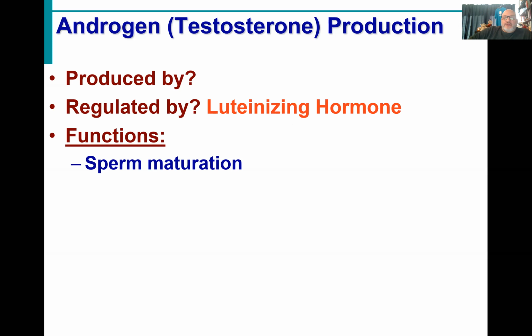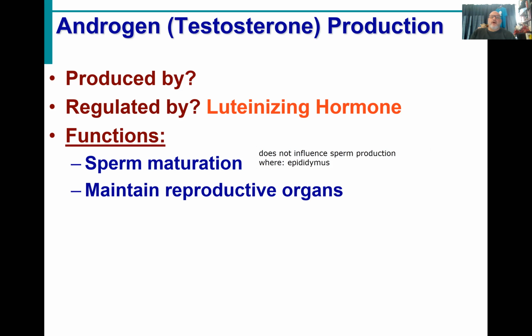Androgens, remember, as we talked about, lead to the maturation of sperm. They do not influence sperm production, right? It just influences sperm maturation. And where does that sperm maturation take place again? There we go. The epididymis. Perfect.